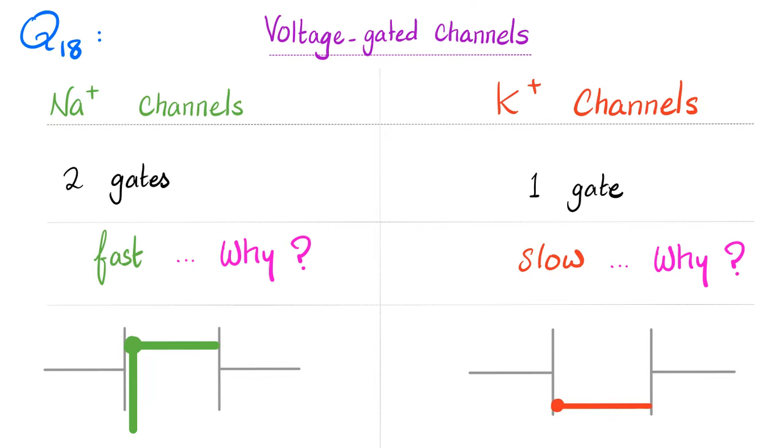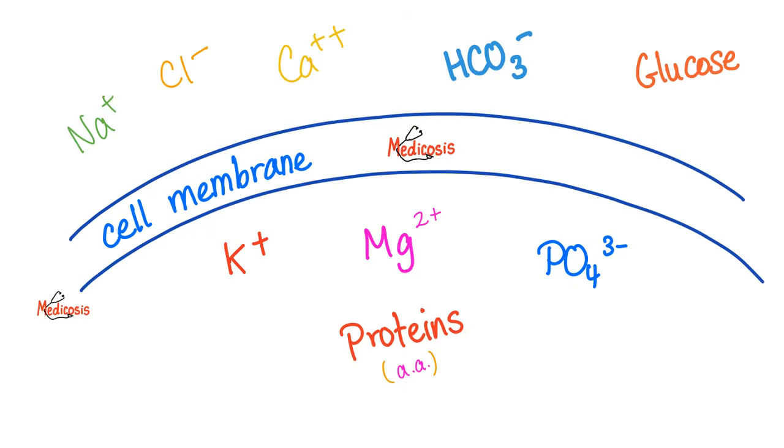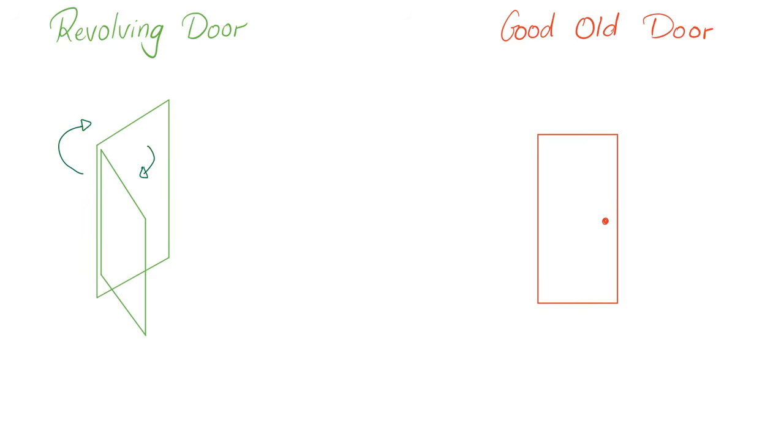The reason why sodium channels are fast is because they have two gates. And the reason why potassium channels are slow is because they have just one gate. I don't get it. Let me explain. Remember that sodium is more prevalent in the extracellular fluid, but potassium is more prevalent in the intracellular fluid. The sodium channel has two gates, the potassium channel has just one gate, which is the exact distinction as between the modern revolving door and the good old door.